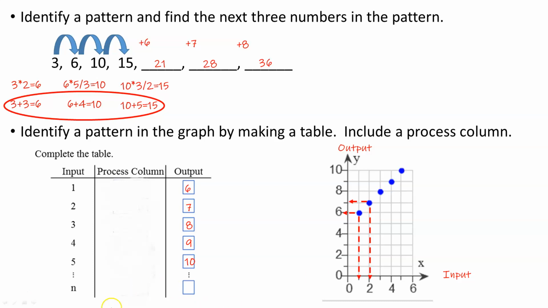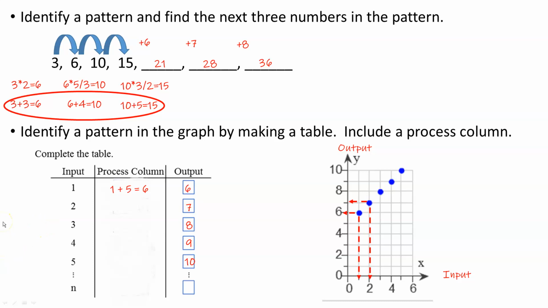Well, that's great, but now we have to find n. Well, how did we go from 1 to 6? 1 plus 5 is 6, or 1 times 6 is 6? 2 plus 5 is 7, 2 times 6 is 12. So I think we're just going to go with the plus 5.